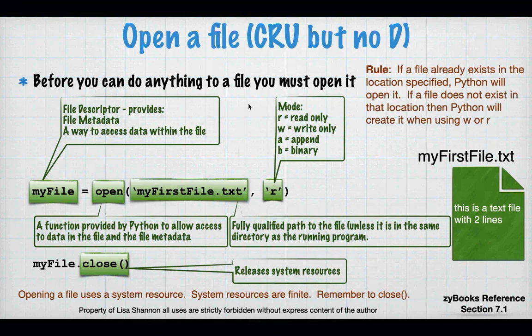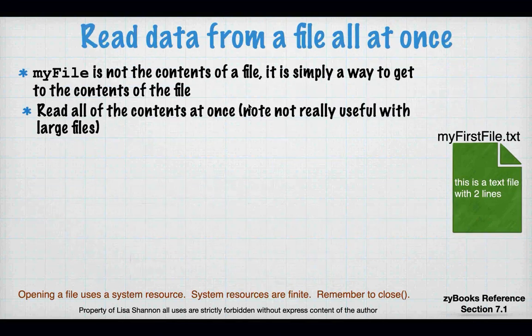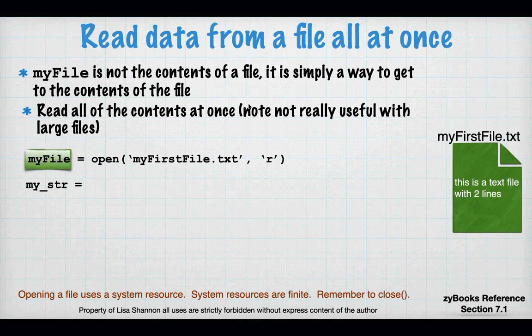Okay, so if a file already exists in a location specified, Python will open it. If it doesn't exist, then Python will create it when you're using W or R, when you're using read or write. And always remember to close. You're going to see that thing on just about every slide. It's important to know that my file is not the contents of the file. It is simply a doorway into the file.